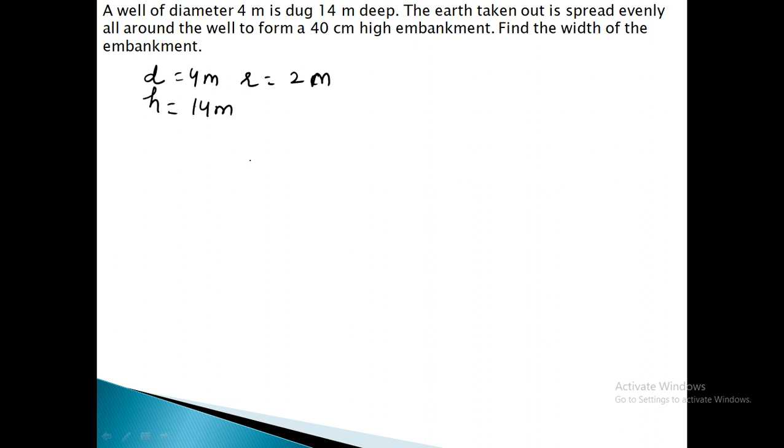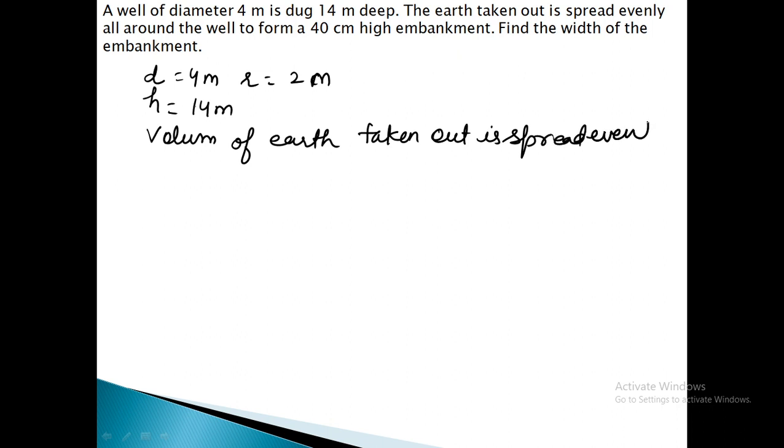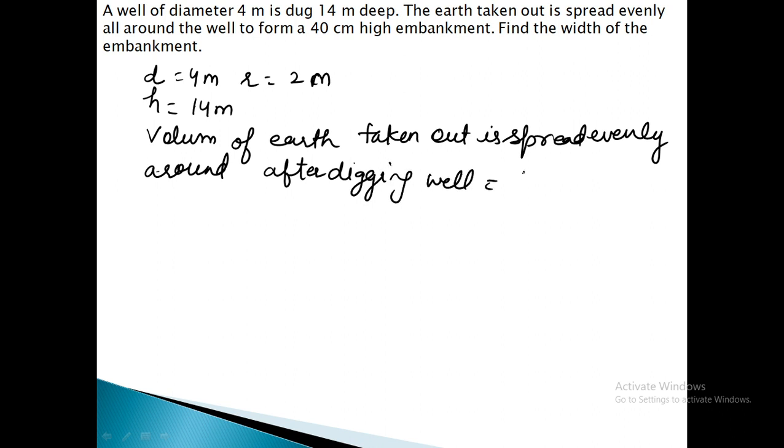After this you have to find out the volume of earth which is taken out after digging the well. You can use here the volume of earth taken out, which is spread evenly around after digging the well. We have to use here the formula pi r square h, because the well is in the form of a cylinder. This is the well, and this makes here the embankment.